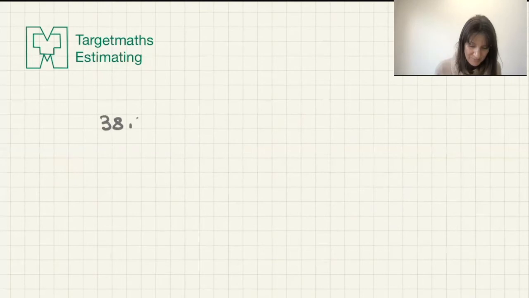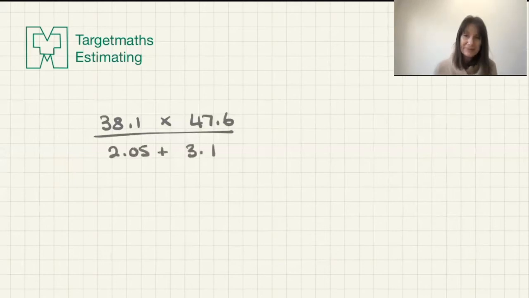So 38.1 times 47.6 all over 2.05 plus 3.1. Now, even if you didn't pause last time, I want you to do it this time. Just go for it. See what happens. It absolutely doesn't matter if it goes wrong. And then we'll look at the answer.